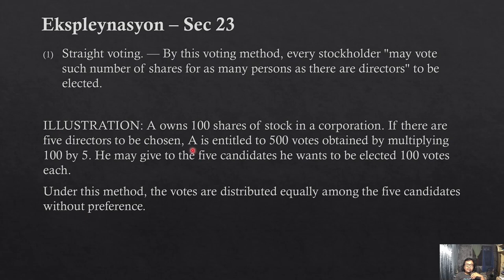How is this illustrated? A has 100 shares. Now, there are 5 directors to be elected. With that, A is entitled to 500 votes, obtained by multiplying 100 times 5. Since he has 100 shares and 5 directors are needed, he has 500 votes. He may give each of the 5 candidates he wants elected 100 votes. Under this method, the votes are distributed equally among the 5 candidates without preference. That's straight voting. It's very simple, but very restrictive, right? That's why we have other ways of voting.